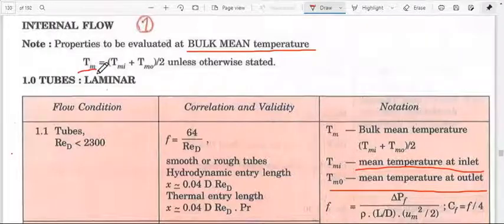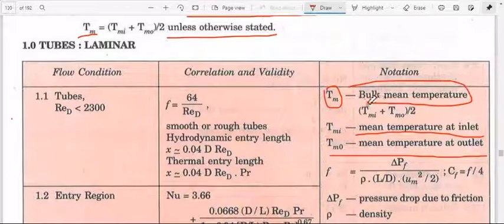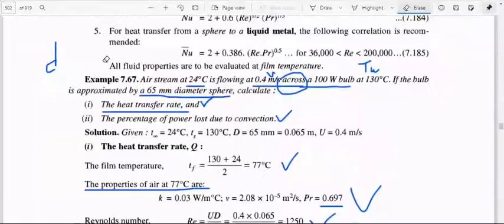That means Tm is equal to (Tmi + Tmo)/2, and the properties are to be evaluated at bulk mean temperature unless otherwise stated. So here, what is Tm? Tm is the bulk mean temperature, Tmi is the mean temperature at inlet and Tmo is the mean temperature at outlet. So coming to the first question.